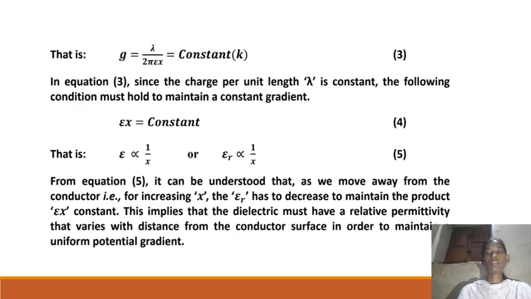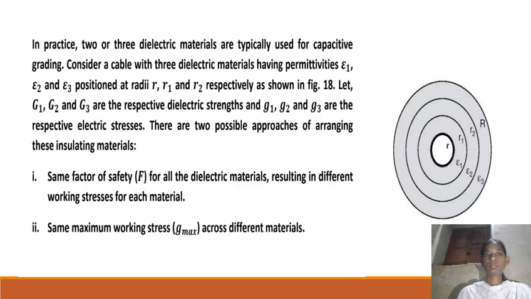From equation 5, it can be understood that as we move away from the conductor, for increasing x, the E has to decrease to maintain the product E x constant. This implies that the dielectric must have a relative permittivity that varies with the distance from the conductor surface in order to maintain uniform potential gradient. In practice, two or three dielectric materials are typically used for capacitance gradient.